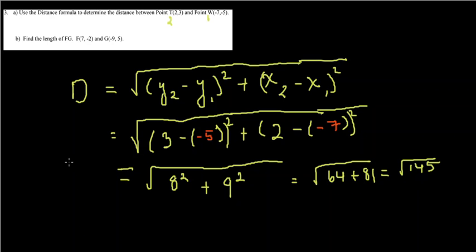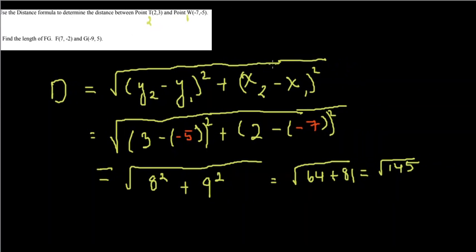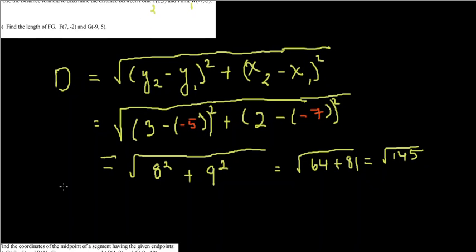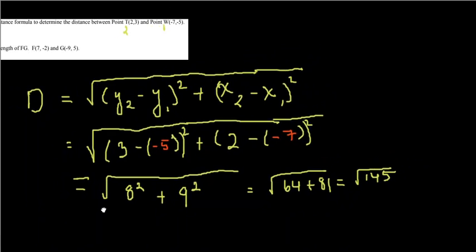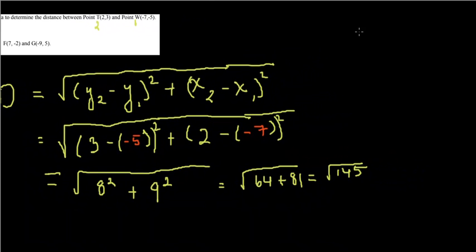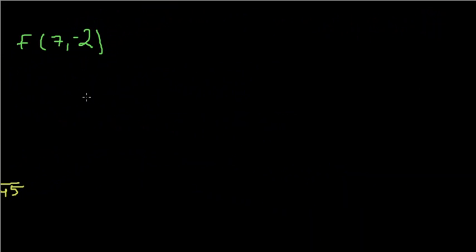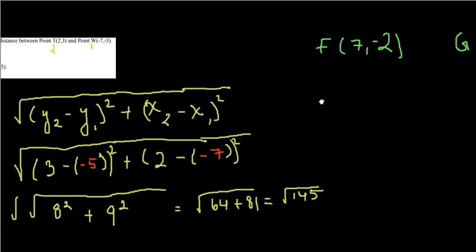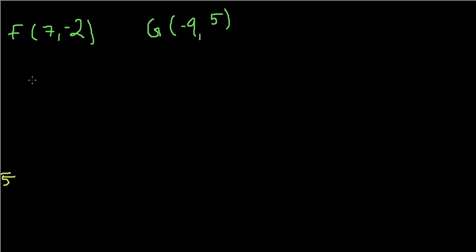Okay, so now let's go on to part B, find the length FG. It's the same thing. We're going to use the exact same formula. So let's rewrite F and G. So F is equal to 7 comma negative 2, and G is equal to negative 9 comma 5. I want to see if I did that correctly. Yes. Okay. So we use the same formula.